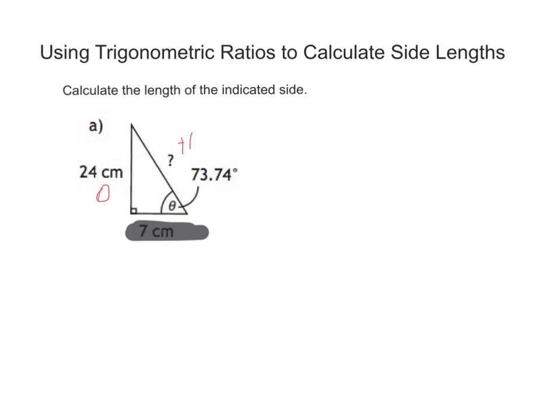Once you've figured out what side length you're trying to find and which one you know, you're going to be able to decide whether you want to use sine, cosine, or tangent. We have to choose the one that has opposite and hypotenuse in it. So which of those ratios are you going to choose? Sine, right. So I'm just going to write it down here first. Sine of the angle equals opposite over hypotenuse.